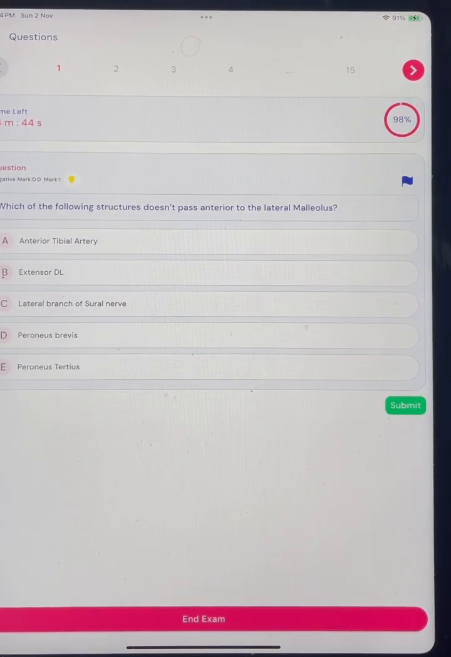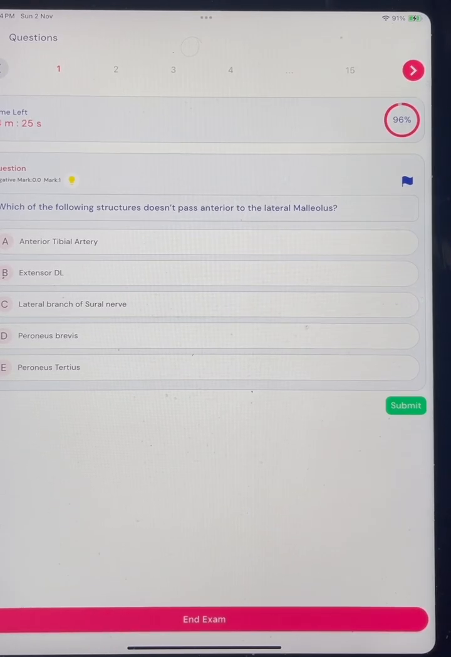Anterior tibial artery, extensor digitorum longus, lateral branch of the sural nerve. This is anterior to the lateral malleolus. Peroneus brevis or peroneus tertius. Peroneus tertius is actually anterior.